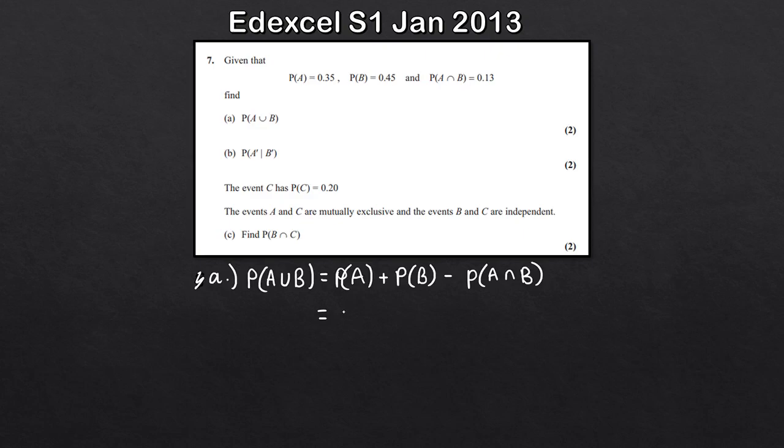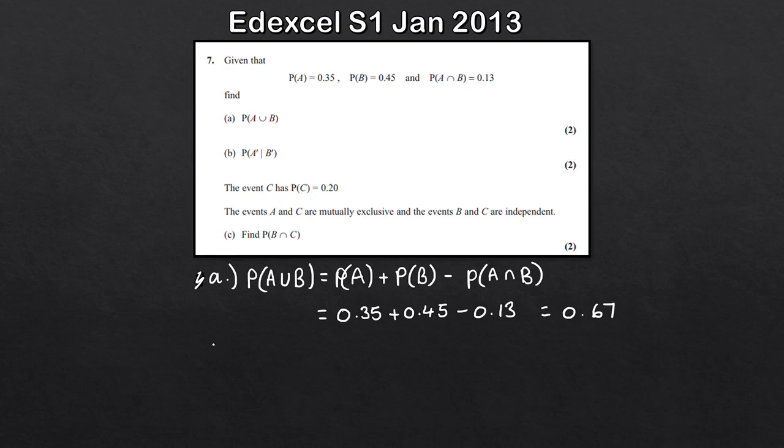The probability of A is 0.35, probability of B is 0.45, and the probability of A intersection B is 0.13. So we minus 0.13 here. And if we evaluate this, well, 0.35 plus 0.45 gives us 0.8, minus the 0.13 gives us 0.67 there. Okay, so that's simply all we need to do for part A.